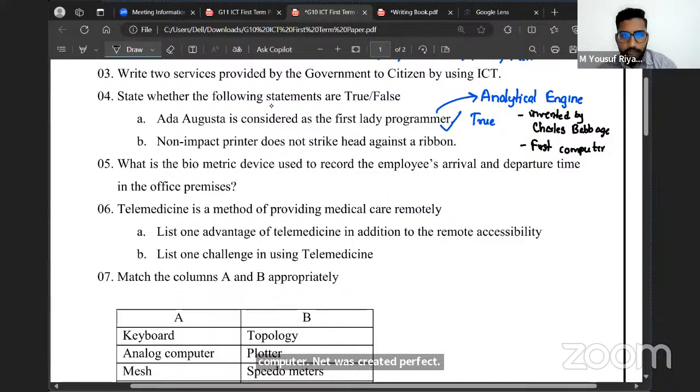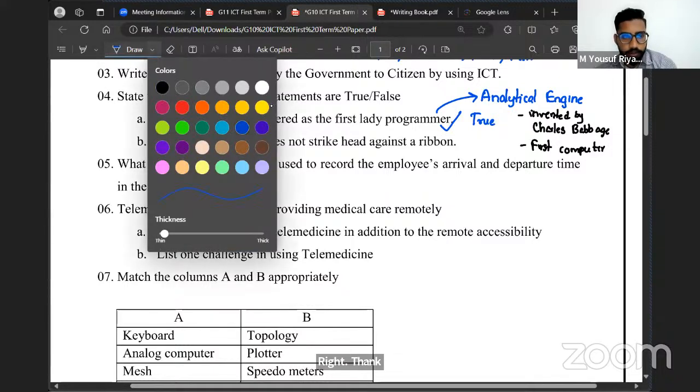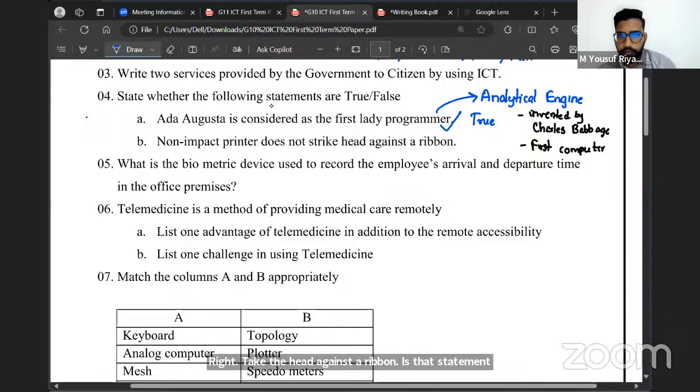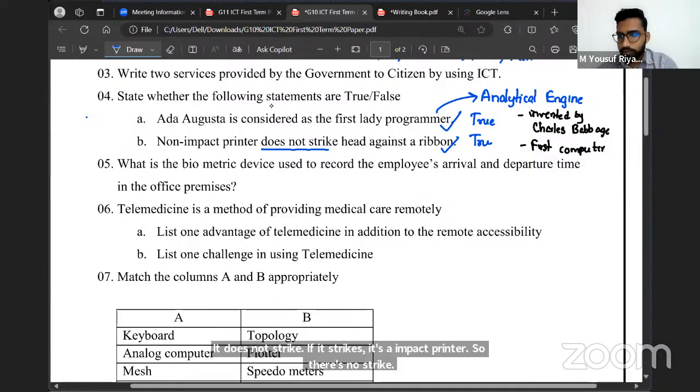The head strikes against a ribbon. Is that statement correct? That statement is true. Okay. An impact printer strikes against a ribbon. A non-impact printer does not strike against a ribbon. So this statement is correct. See the words they mentioned, does not strike. If it strikes, it's an impact printer. So if it does not strike, it's a non-impact printer. Is that clear?